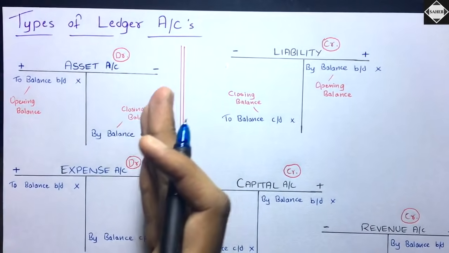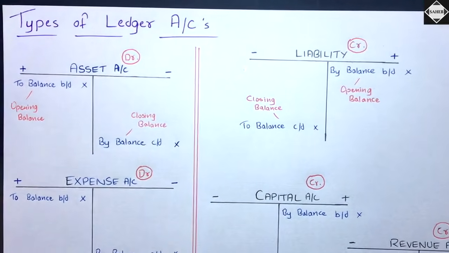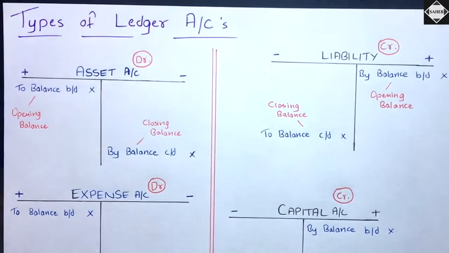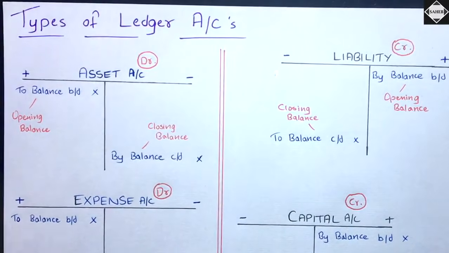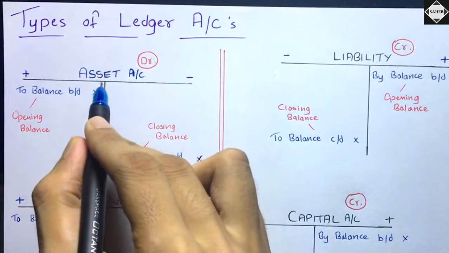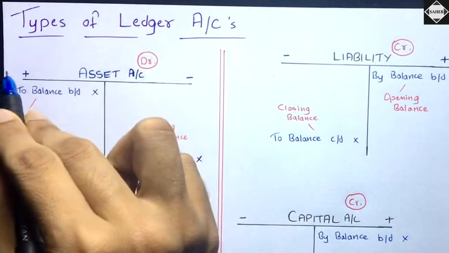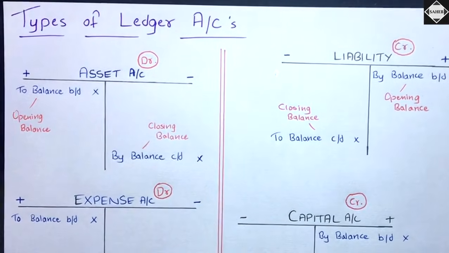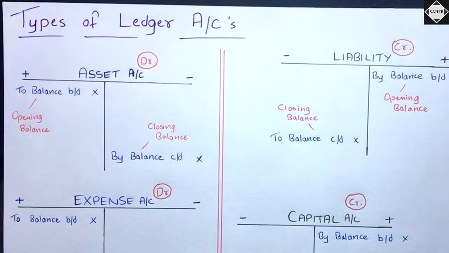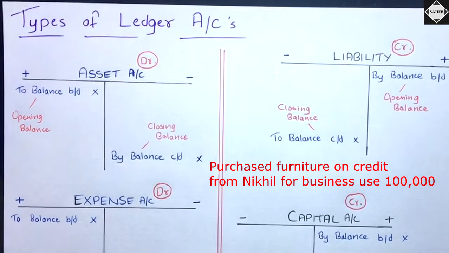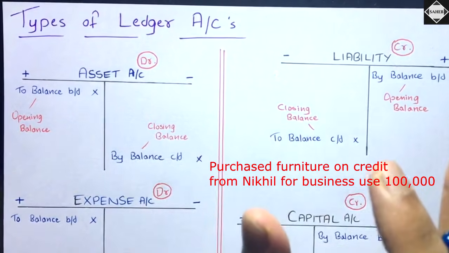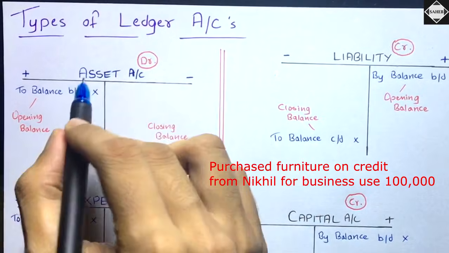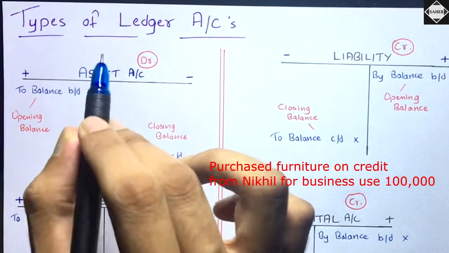So let's talk first about the asset account. An asset account can be anything. It can be the furniture account, machinery account, or land and building account. It has a debit balance. To do the recording of that, how are you going to do it? Let's take an example, because you understand very well with an example. Let's say you have purchased furniture from Nikhil and you're preparing the furniture account, which has a debit balance.